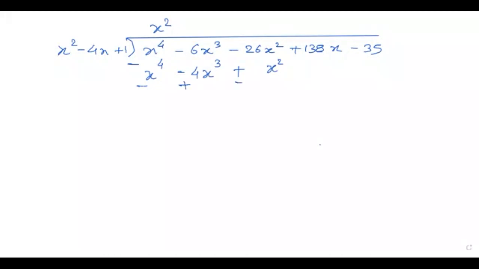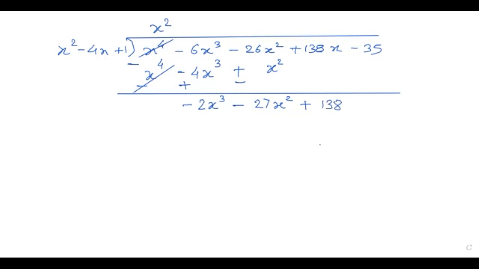Minus, plus and minus. Those who have done it and those who have half done it, check where you have got it wrong. What comes over here? Minus 2x cube. Minus 27x square.